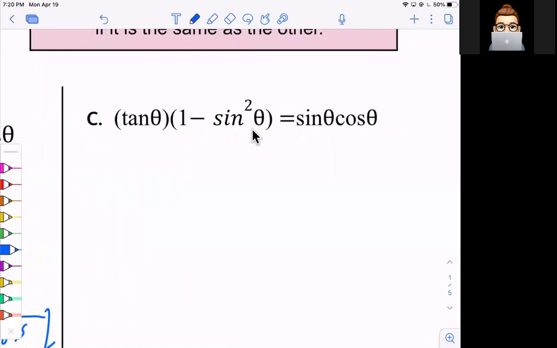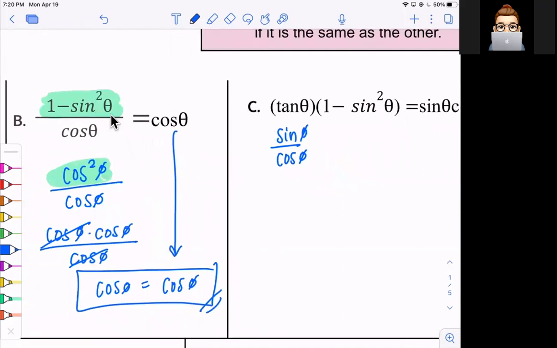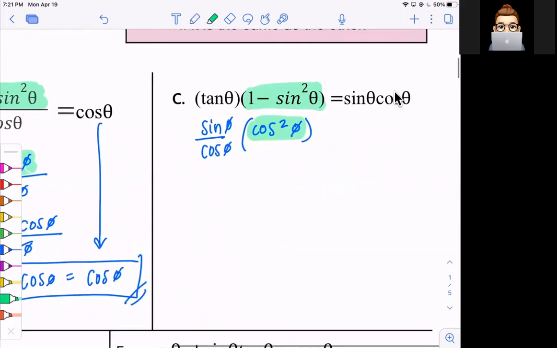All right, so I have tangent theta. I could change that into sine over cosine, right? I have 1 minus sine squared. I think we just did that here, so I know 1 minus sine squared is the same as cosine squared. So I'm turning this into cosine squared theta. So I'm turning this into this here. It needs to be equal to this.